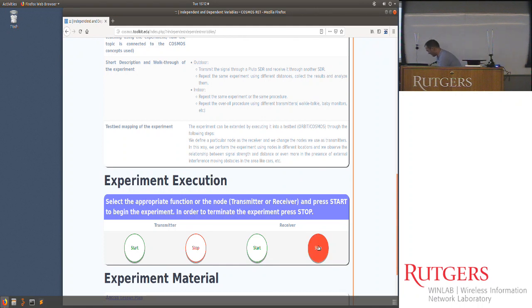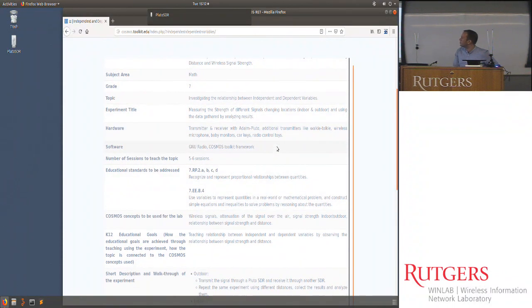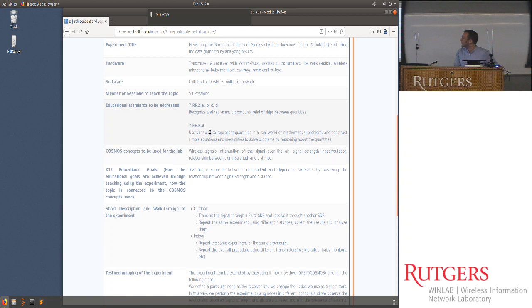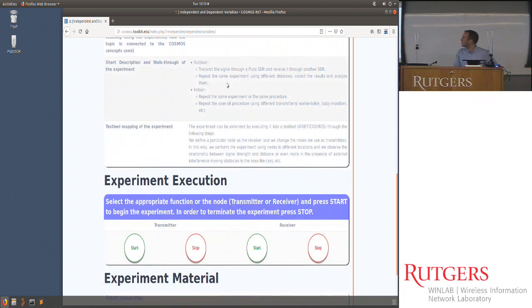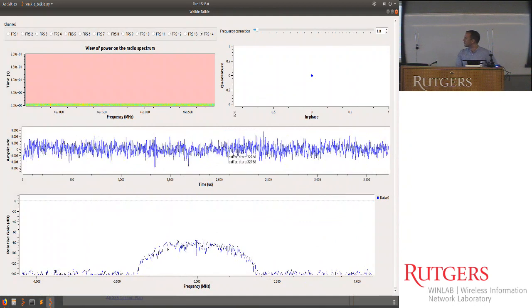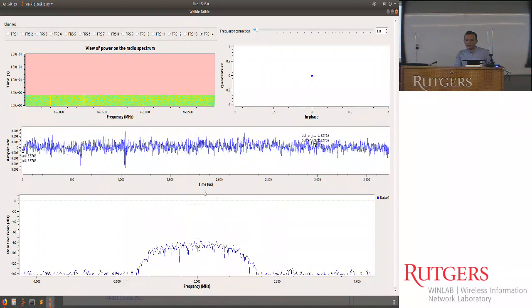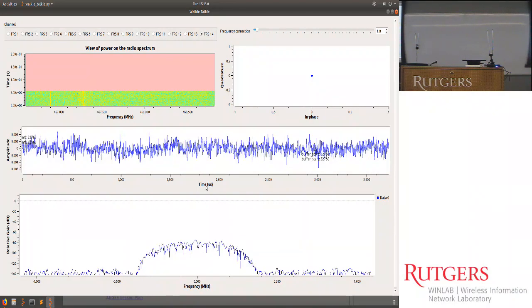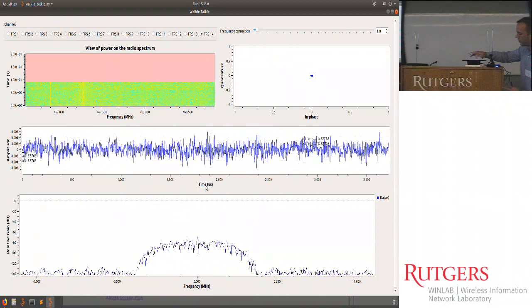Sorry, let me check this problem. So yes, at the top we have all of the description, how this applies to the NGSS standards, and what steps the students have to do. And the teachers also provided how they think that this can be mapped onto the testbed. So here the students can see the actual signal strength, and they can use either these walkie-talkies or the transmitter of the mobile one.